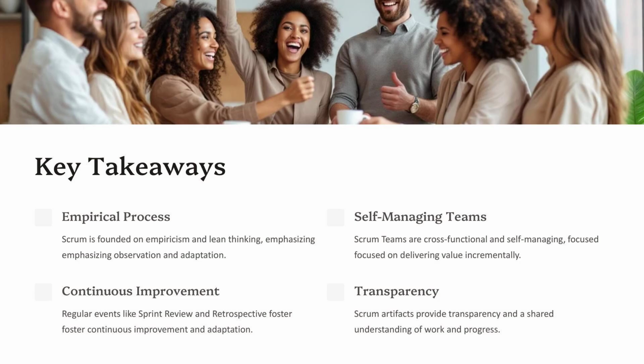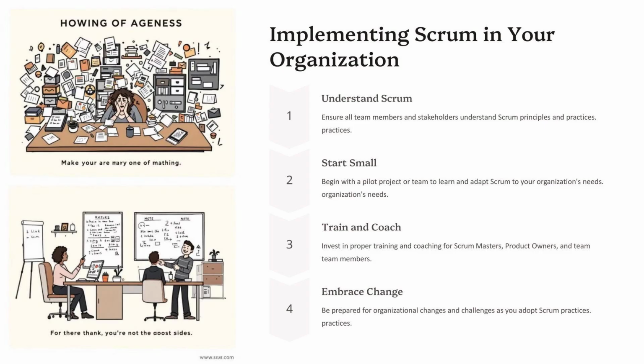This brings us to the end of this video. Here are some key takeaways. Scrum emphasizes empiricism, self-managing teams, continuous improvement, and transparency to build high-performing teams. Here is a basic model on how to implement Scrum in an organization. Train teams, start small with adaptations, understand principles deeply, and embrace shifts as you integrate Scrum practices.